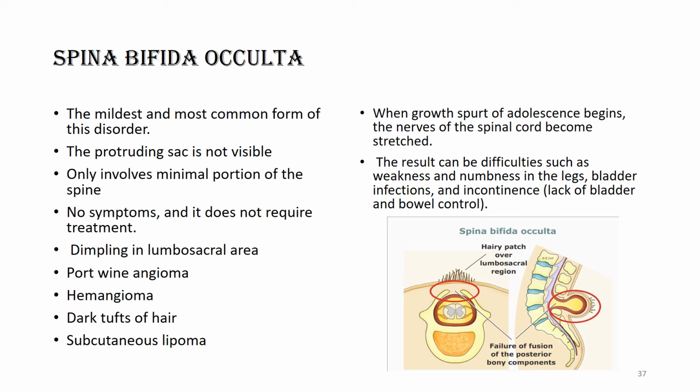Other times the children, when they walk, they have like a waddle when they walk. The last time is when the growth spurt of adolescence begins. The nerves of the spinal cord begin to stretch, and this results in some weakness and numbness in the legs, sometimes bladder infections and incontinence due to the stretching of the nerves, and that's in the adolescent age group.